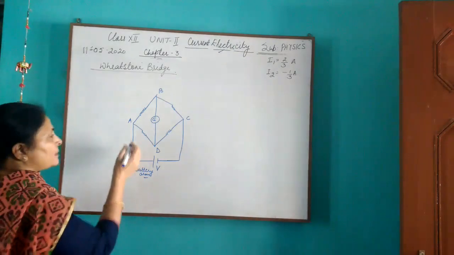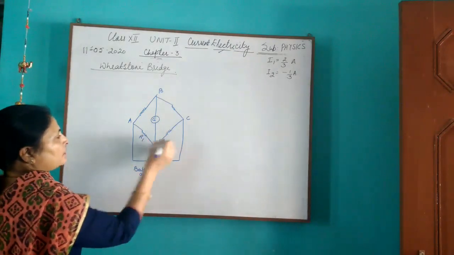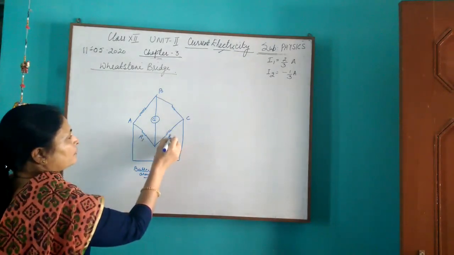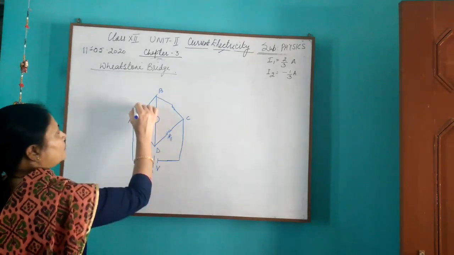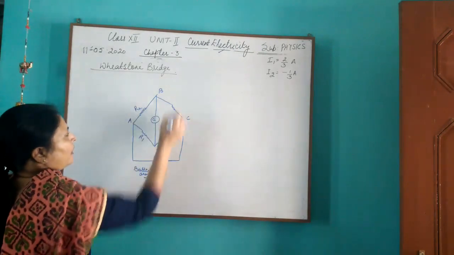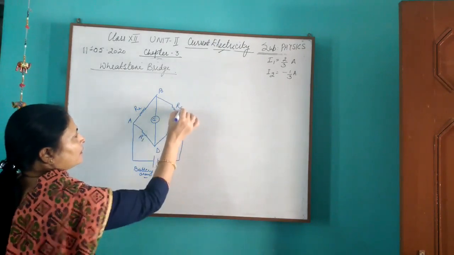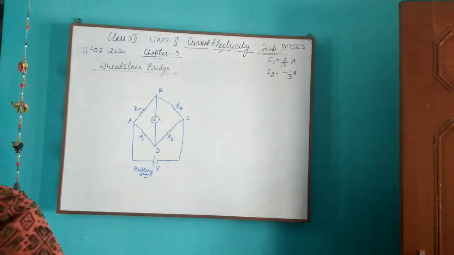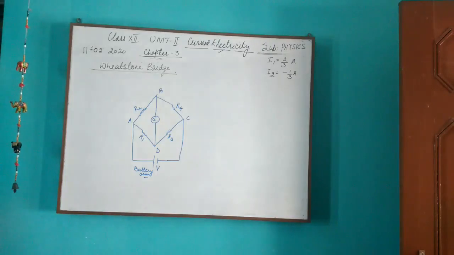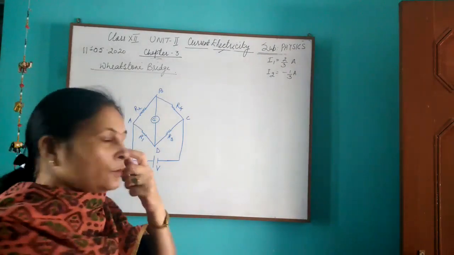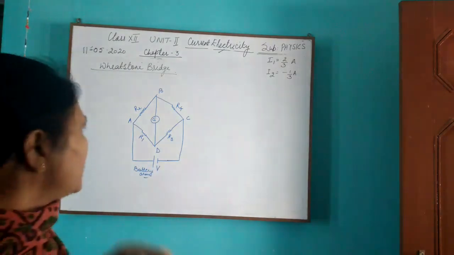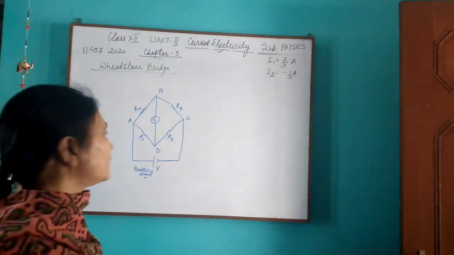Let us name these resistances. Say R1, take this as R2, R3 and R4. We'll take it according to the NCERT book. We have taken these resistances, so when you go through the book, it will be similar to the circuit diagram.